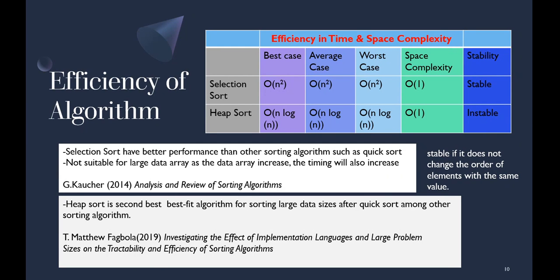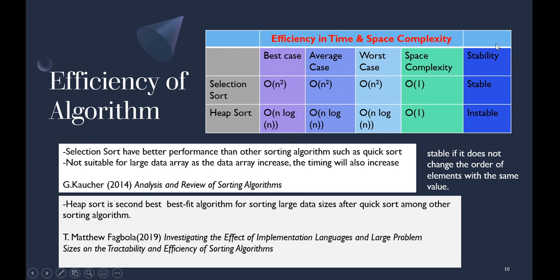The algorithm must be judged by the worst case, average case, and best case. Selection sort has better performance than some other sorting algorithms, such as quick sort, but it is not suitable for large data arrays, as when the data array increases, the timing will also increase. The heap sort is the second best fit algorithm for sorting large data sizes after quick sort among other sorting algorithms.